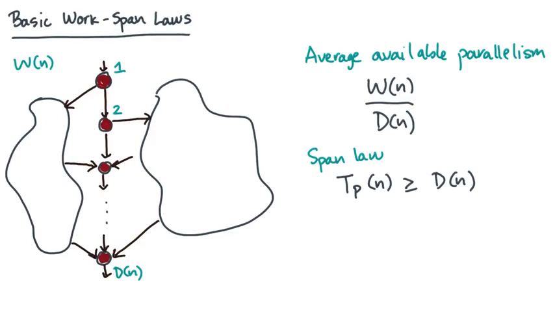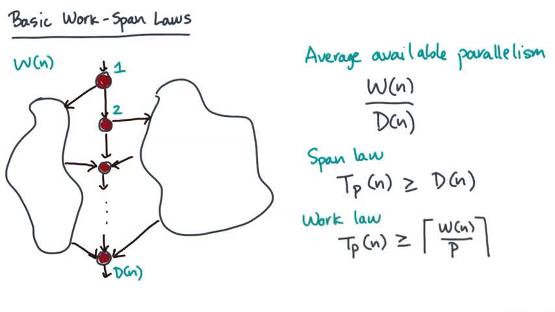Another scenario I could imagine is just taking all of the work, and if there is no critical path, then I would just divide that work evenly among the P processors, and that would give me another lower bound. Basically, the ceiling of W divided by P. And we'll give that an ominous name as well, the work law.